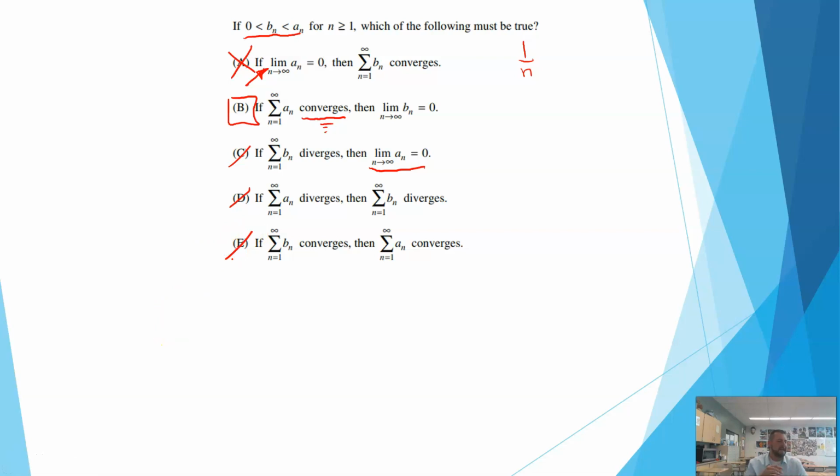Now, hopefully all of that kind of made sense. I know that was a little bit longer, but that covers everything that you need to know for series. They show up on the multiple choice portion of the test often, so hopefully that made sense. If you have any questions about that, please let me know.